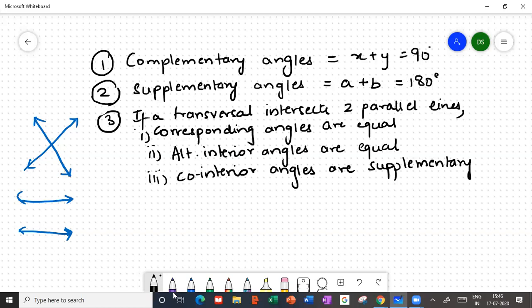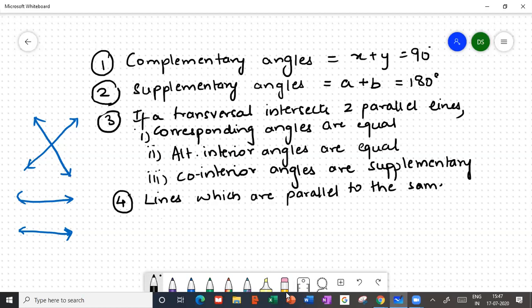And one more thing: lines which are parallel to the same line are also parallel to each other, correct? And the two triangle properties we used right now, most important of all, are here.